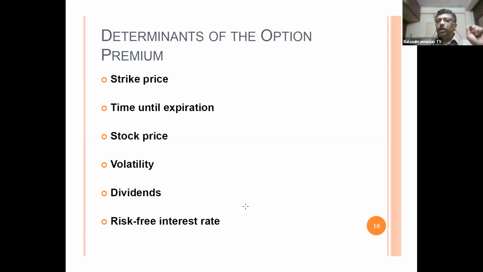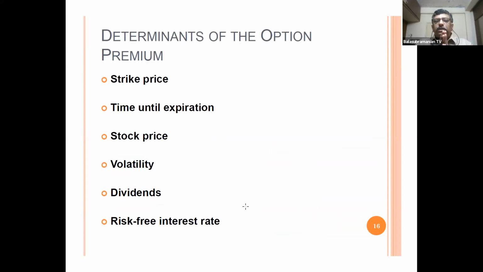The first one is the strike price, which is a straight given thing because it's based on the ESOP plan, that the option can be exercised at an exercise price or strike price of 10 rupees, 50 rupees, something which is given as part of the scheme. So that is something which is straight.